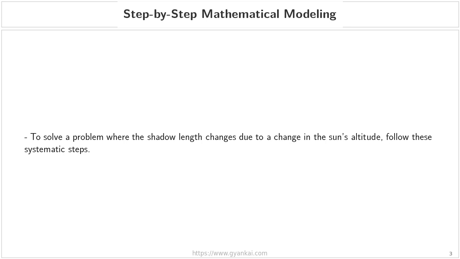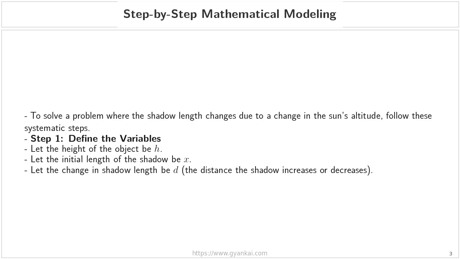Step-by-step mathematical modeling. Now that we understand the relationship between the sun's angle and the shadow's length, let's move on to the most important part, the strategy. To solve these problems where the shadow length changes as the sun moves, you shouldn't just jump into calculations. Instead, I want you to follow this systematic, 5-step mathematical modeling process.